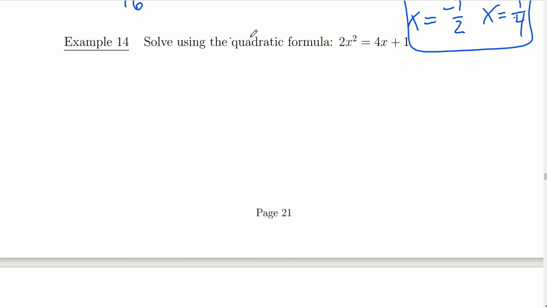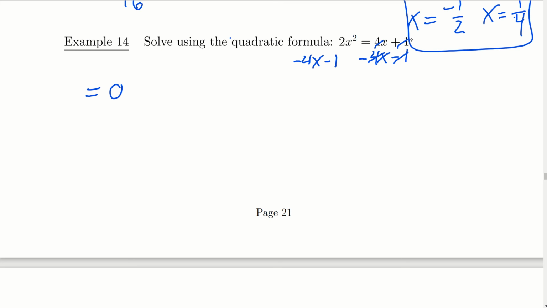Let's take a look at the next one. We want to solve again using the quadratic formula. 2x squared equals 4x plus 1. Before we can identify the coefficients, we need to put this in standard form. So let's begin by getting one side equal to 0. To do that, I'm going to subtract 4x from both sides of the equation. And I'm also going to subtract 1 from both sides. On the right hand side, the 4x and negative 4x cancel. The negative 1 and the positive 1 cancel. So we have 0 on the right hand side.